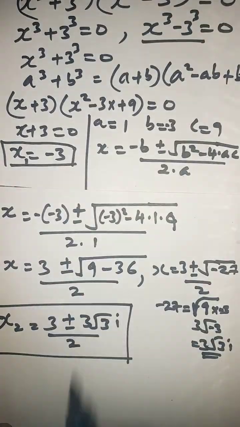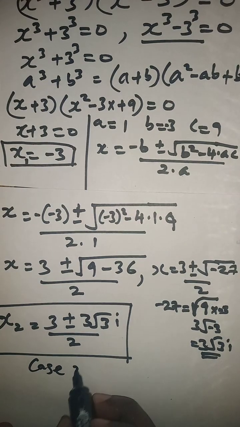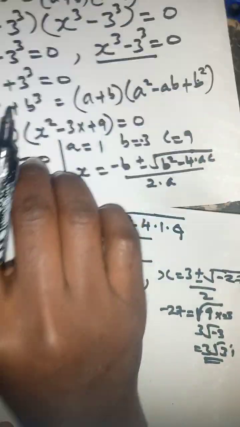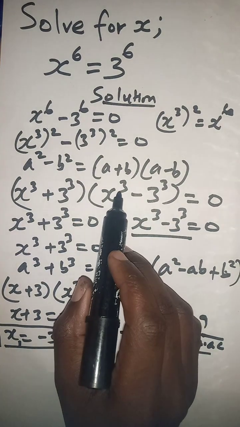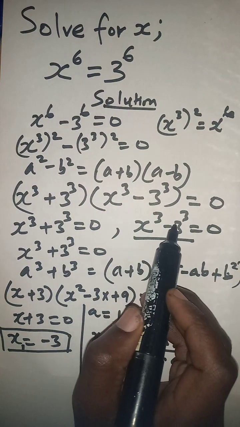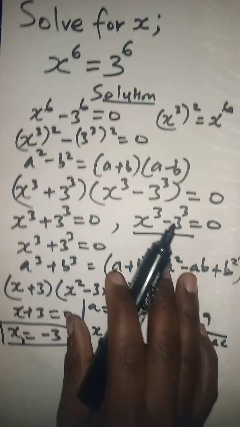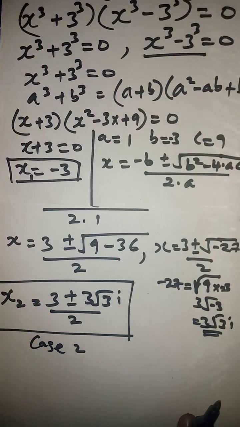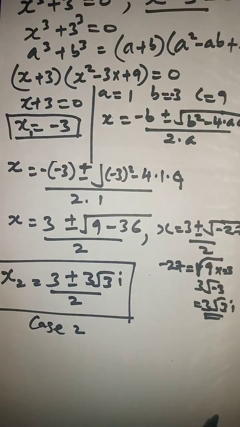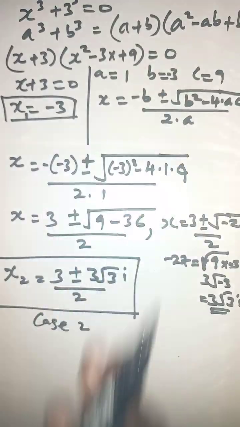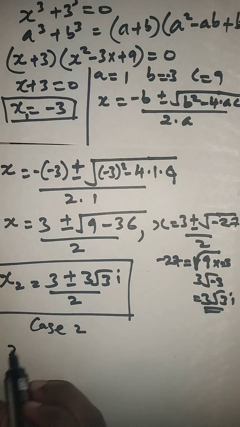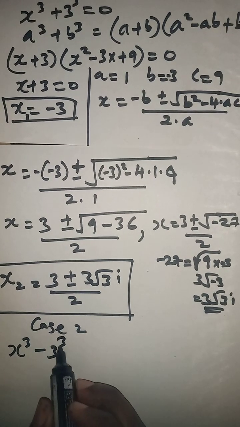The second case, case 2, I had x cubed minus 3 cubed is equals to 0. I'm also going to try it out and see if I am able to get the other 2 values of x, or 3 values of x. So it was x cubed minus 3 cubed is equals to 0.